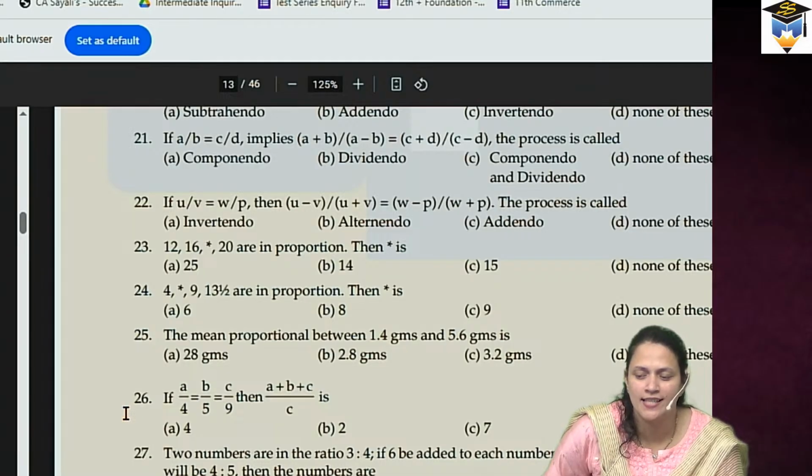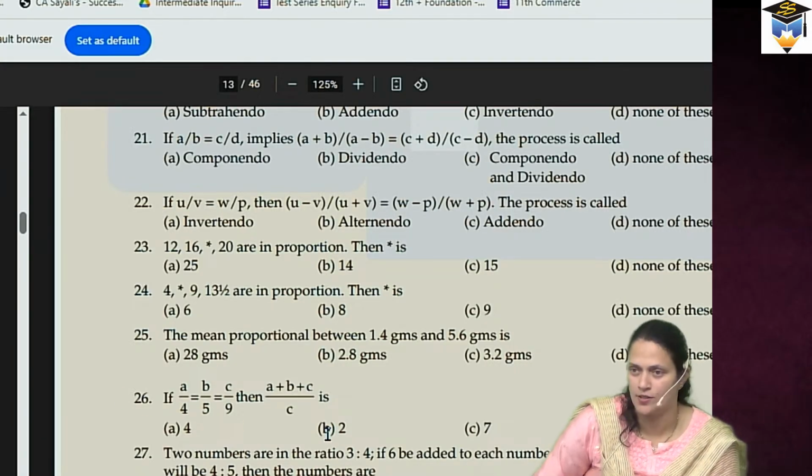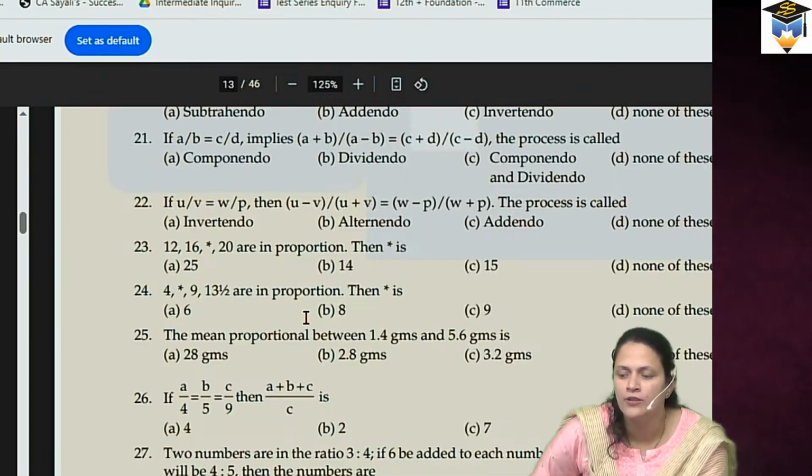Example number 26 is similar to what we have done. Answer is option B for the 26th one. So I'm not going to solve the 26th one. You have to do it at home.